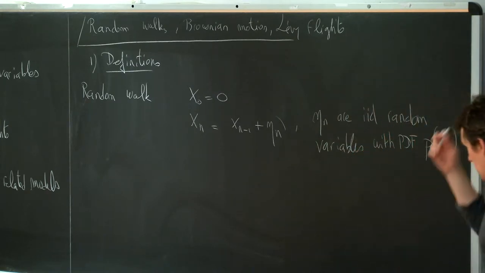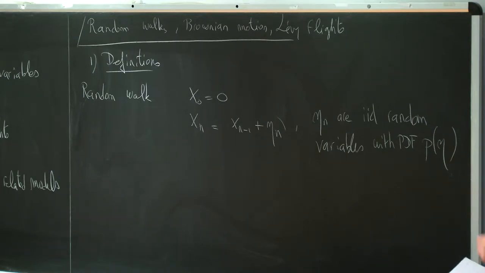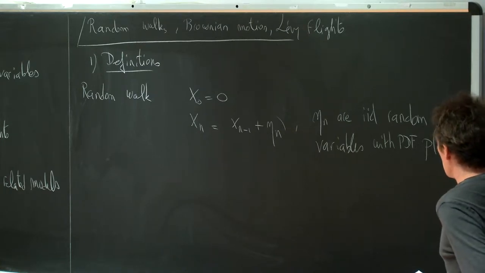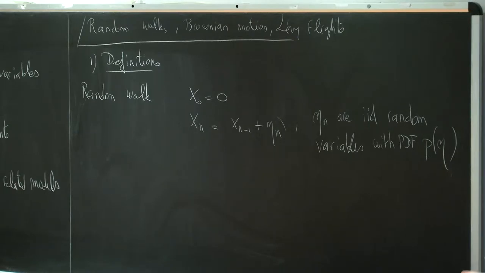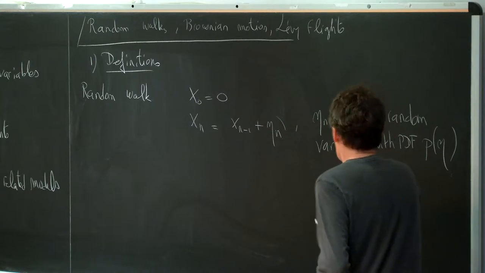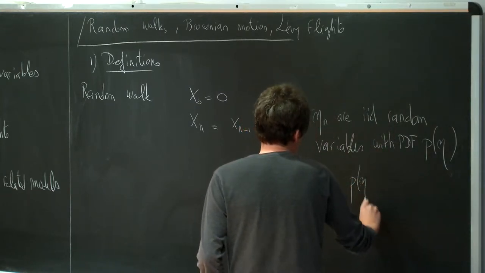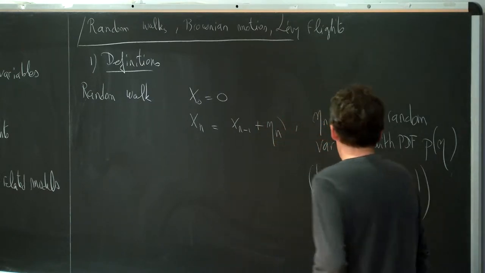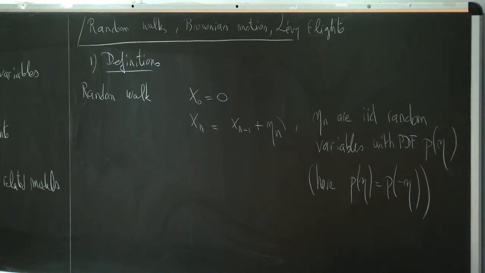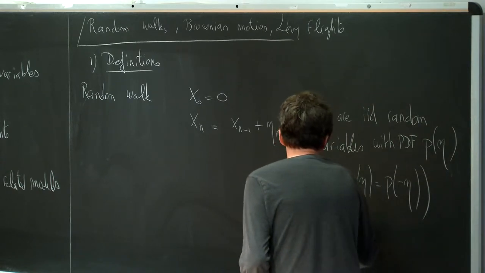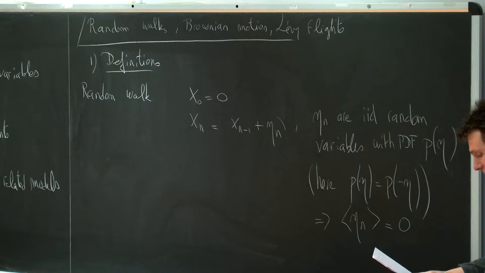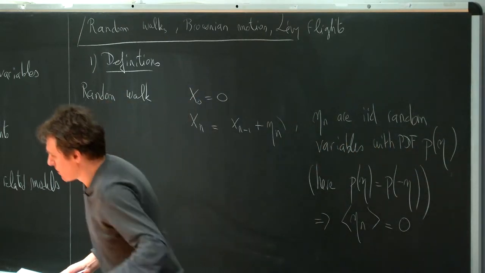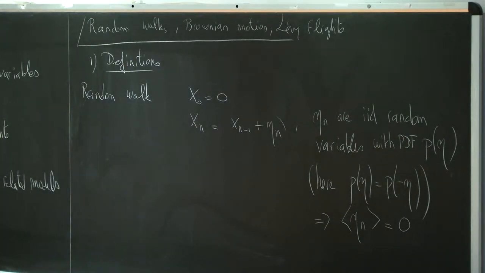Now, in these lectures, I will mainly focus on the case where P of eta is symmetric. This is just to keep it as simple as possible, but many of the things that I will say do extend to non-symmetric distributions. So we will have P of eta equal to P of minus eta, so essentially the mean of eta n is just zero. I don't say anything specific about the second moment of eta n, and I will be more specific in a moment, but in principle, that's my definition for a random walk.